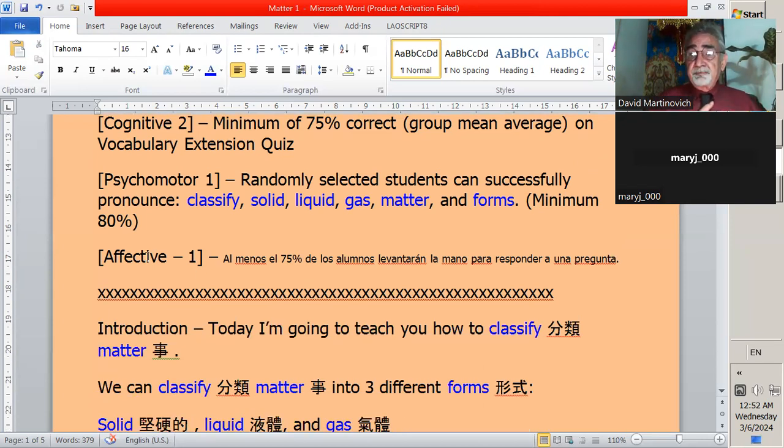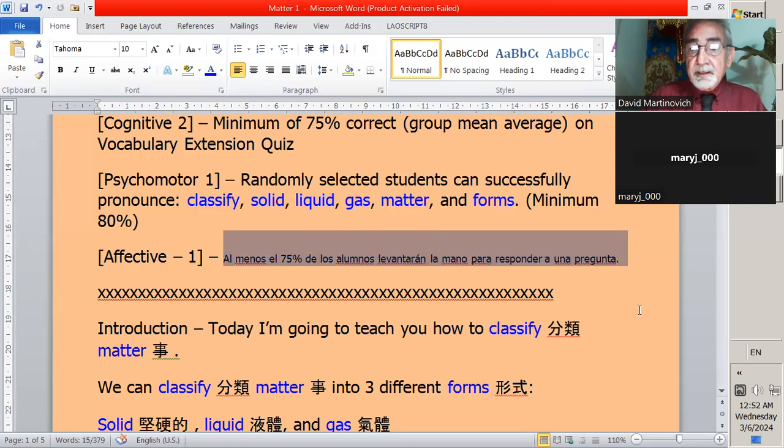The affective objective is how I gauge if the students are interested in the lesson. I don't ask the students, was it interesting? Because polite students will lie and say, yes, yes, it was interesting. Rude students will say, no, it's the most boring thing I've ever done in my life. So I write it in Spanish so they don't know what the objective is. I'm assuming none of the students can read Spanish.